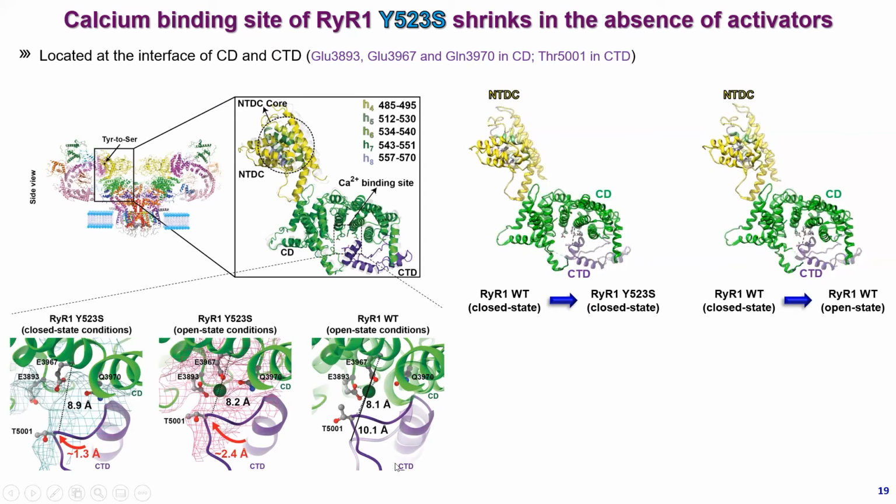In wild type channel, the distance is about 10.1 angstrom and it reduces to 8.1 upon coordination of a calcium ion. In the mutant channel, in the absence of any calcium ions, the distance shrinks to about 8.9 angstrom. In the mutant channel under open state condition, we see a clear density for the calcium ion and the distance decreases to 8.2 angstrom, which is comparable to wild type open.